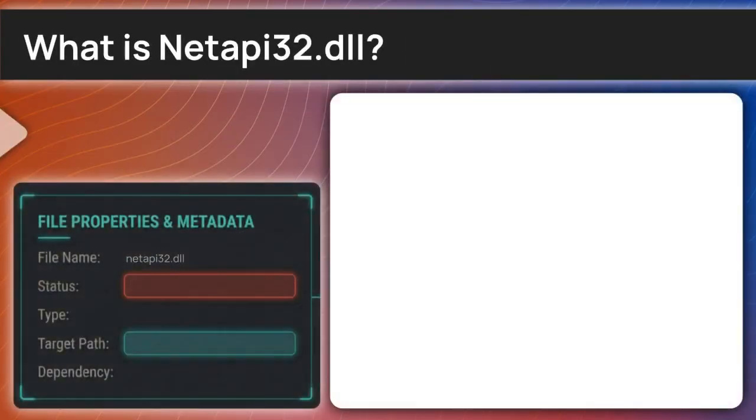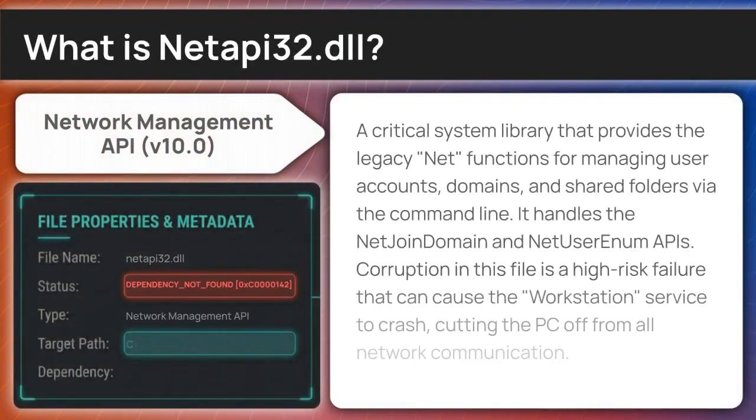This is the netapi32, a critical system library that provides the legacy net functions for managing user accounts, domains, and shared folders via the command line. It handles the NetJoinDomain and NetUserEnum APIs. Corruption in this file is a high-risk failure that can cause the Workstation service to crash, cutting the PC off from all network communication. With that context in mind, our first logical step is a clean reinstallation.